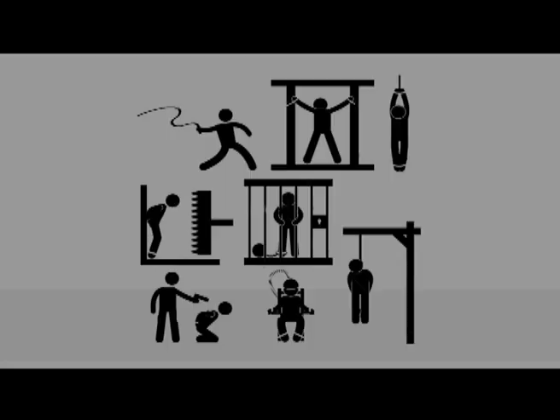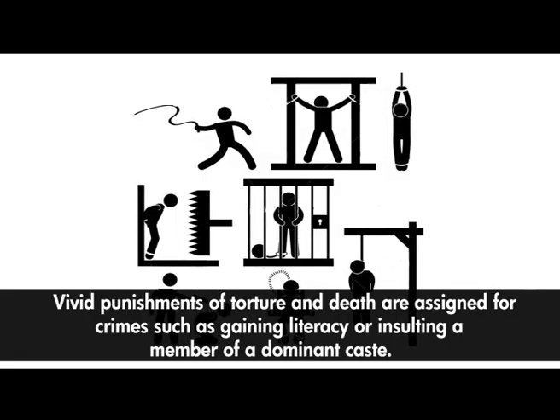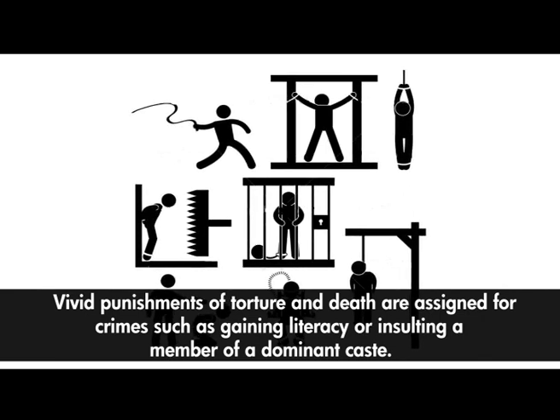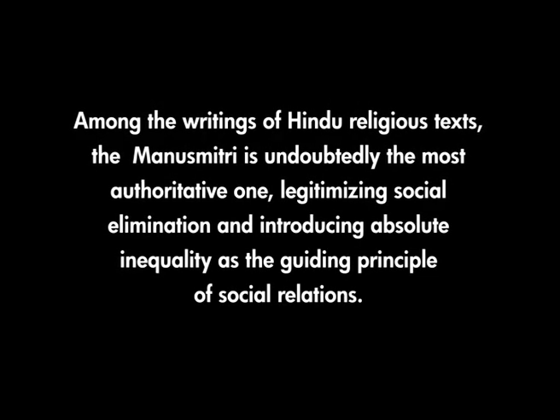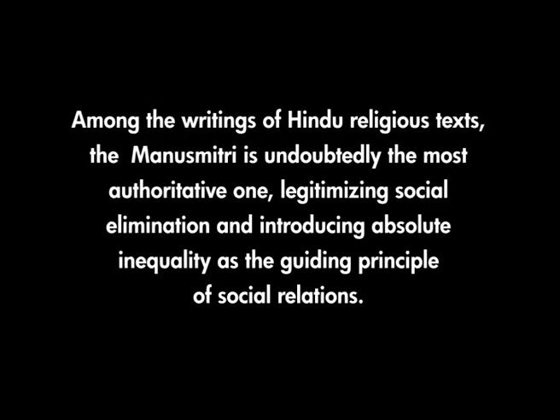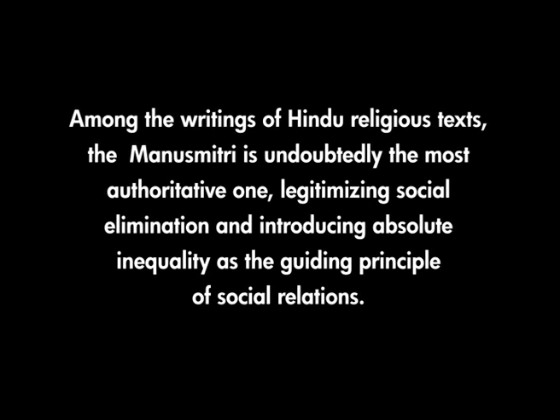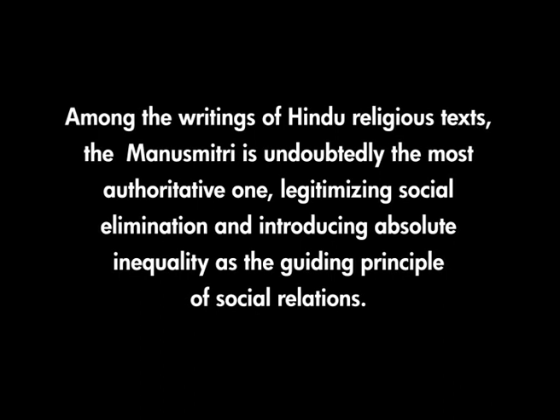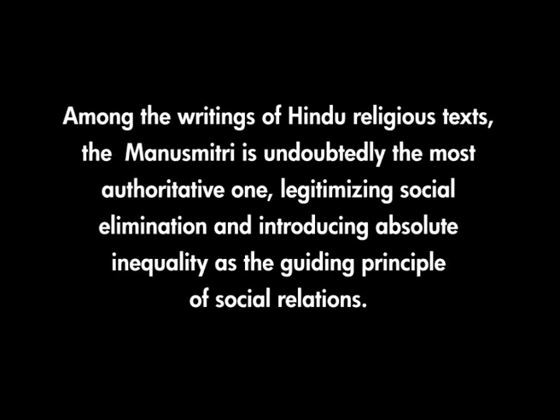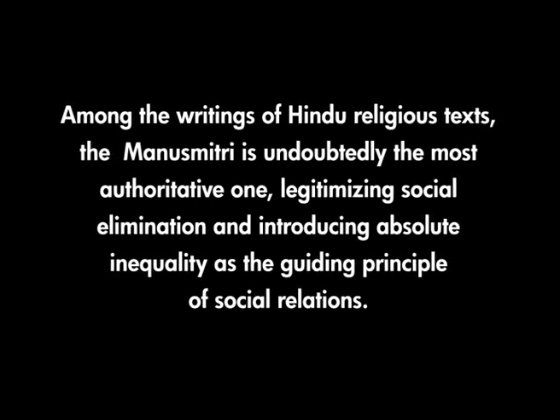Those from the lowest caste are told their place in the caste hierarchy is due to their sins in past life. Vivid punishments of torture and death are assigned for crimes such as gaining literacy or insulting a member of a dominant caste. Among the writings of Hindu religious texts, the Manusmriti is undoubtedly the most authoritative one, legitimizing social elimination and introducing absolute inequality as the guiding principle of social relations.